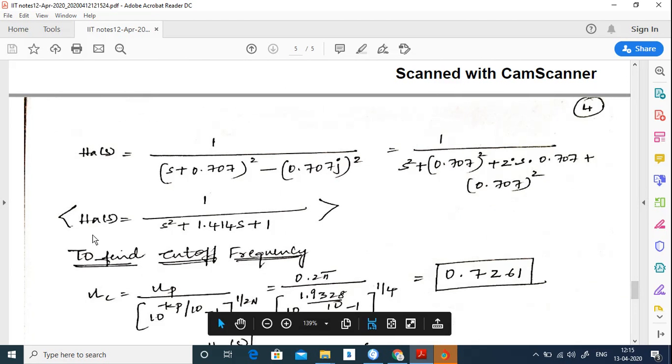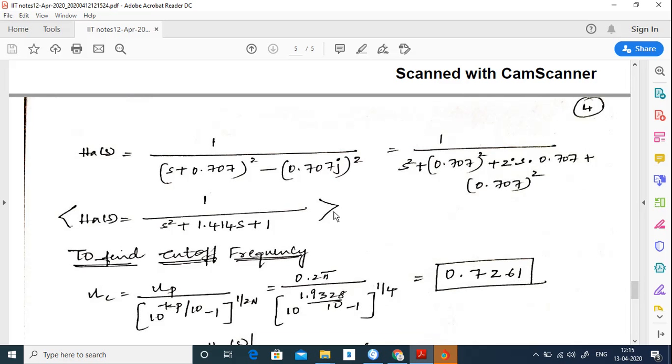What does this transfer function tell us? This transfer function corresponds to a normalized low pass Butterworth filter for order n is equal to 2. What do you mean by normalized? When omega p is equal to omega c is equal to 1 radian per second, then it is known as normalized. So is this your final answer in the analog domain? No. Why? Because omega p value is not 1 radian per second, right? So what to do then?